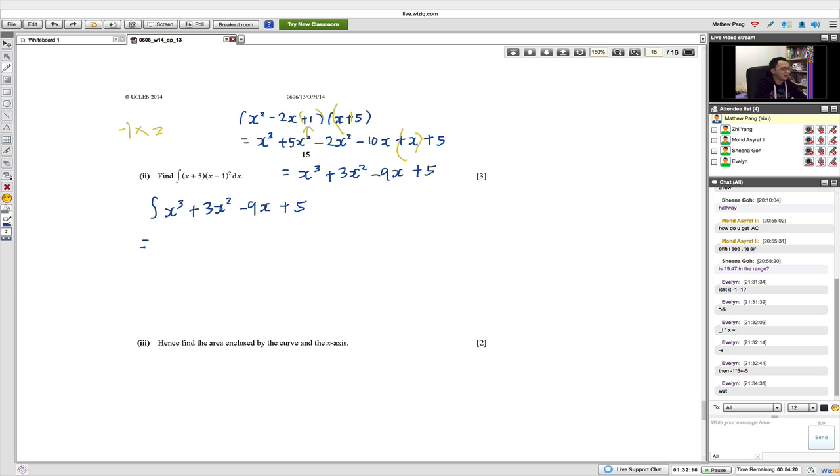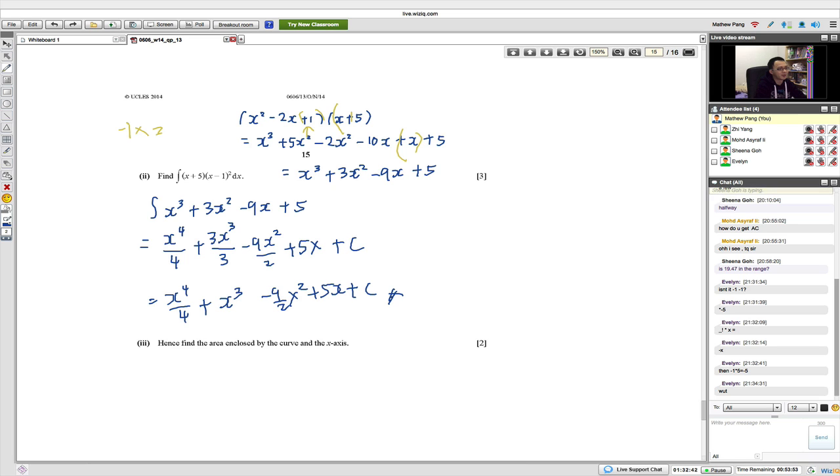Power plus 1 divided by total power, x to the 4 over 4 plus 3x power 2, right? Plus 1, x cubed over 3, minus 9x. This is x power 1, right? Plus 1 divided by total power, plus 5x plus c. Okay, that's all. If you want to simplify, just one more step: x to the 4 over 4 plus x cubed minus 9 over 2 x squared plus 5x plus c. Alright, just like this. You just integrate it.